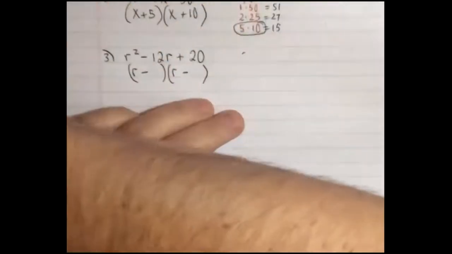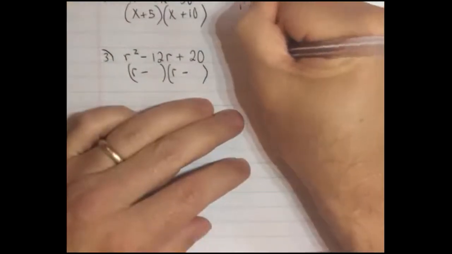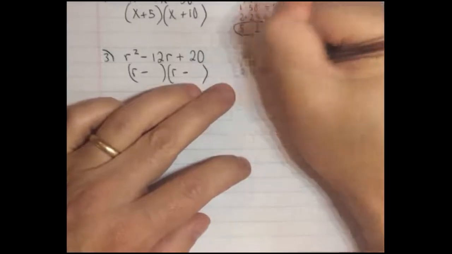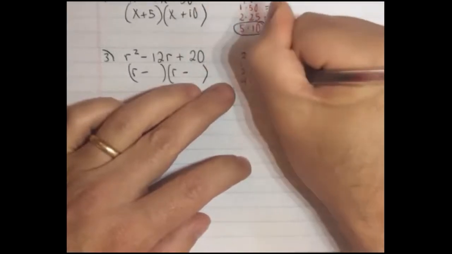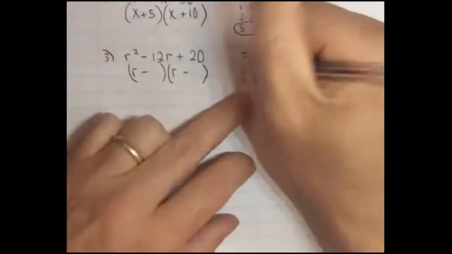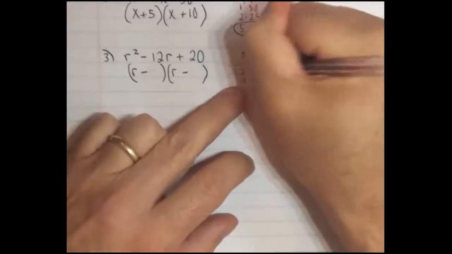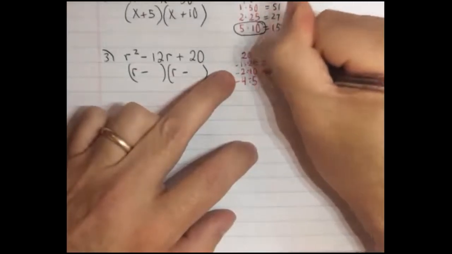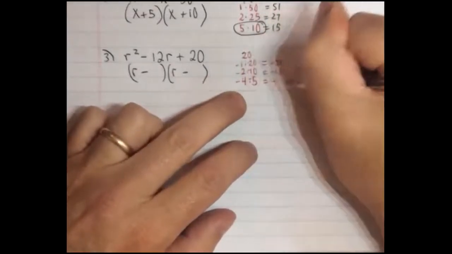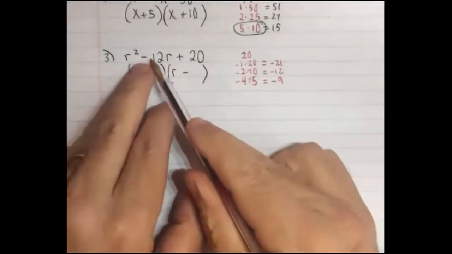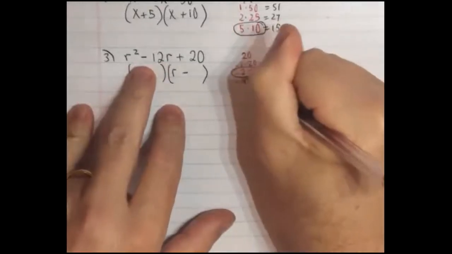So again, I'm looking at that. Start with the 20, the different ways to get 20. 1 times 20, 2 times 10, 4 times 5. And those are all the different ways. And again, in this case, we know they're both going to be negative. And when I add these together, I get negative 21, negative 12, negative 9. Well, which one did I want to use? The one that obviously gives me the negative 12.